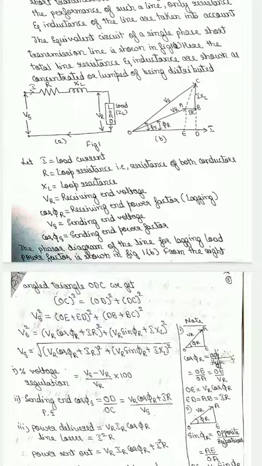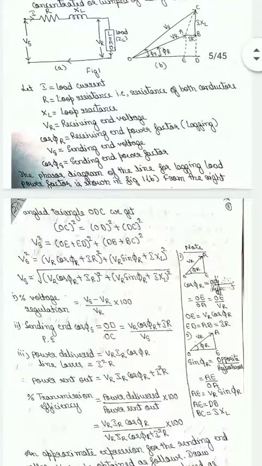I is the load current, R is the loop resistance, XL is the loop reactance, VR is the receiving end voltage, cos phi R is the receiving end power factor, VS is the sending end voltage, cos phi S is the sending end power factor. The phasor diagram of the line for lagging load power factor is shown.